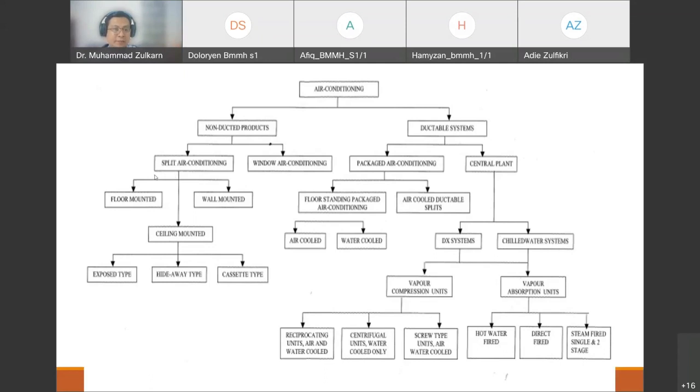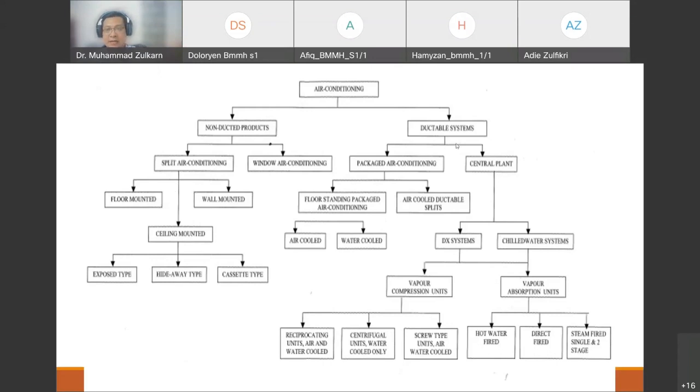In the split air conditioning, they try to develop technology by the size and maybe for the cost. Consuming, they try to make high efficiency in the energy consumption also. So there are many options in the split air conditioning.